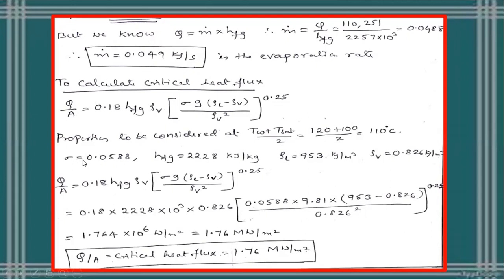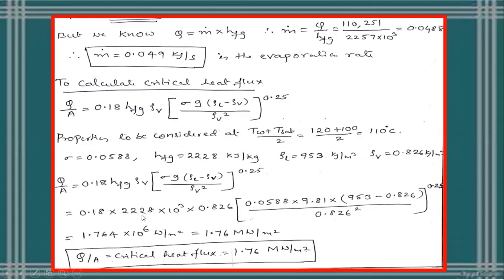Then again go to the table of surface tension and obtain the value. Again, obtain the HFG value at 110 degrees centigrade, then the rho V value, the vapor density. Go to the steam table which I showed you for the previous problem, get rho V, and substitute here for the density of the vapor at 110 degrees centigrade. Then substitute all these properties in the heat flux expression.